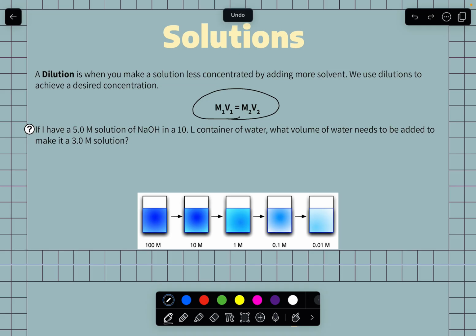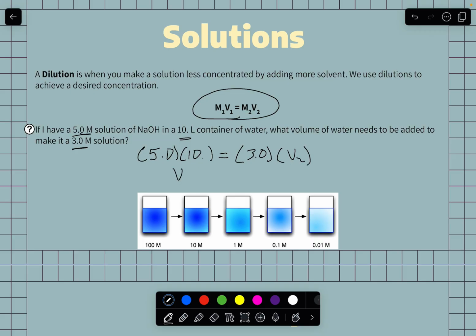So if we use this equation, the question says if I have a 5 molar solution in a 10 liter container, what volume of water needs to be added to make a 3 molar solution? Okay, so we have molarities, we have volumes, we'll use the equation. Our starting is 5 molar in a 10-liter container, and we want to end with a 3 molar solution. We want to find that second volume.